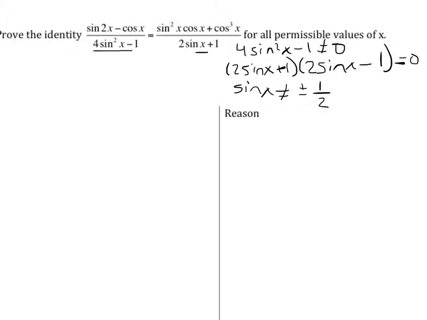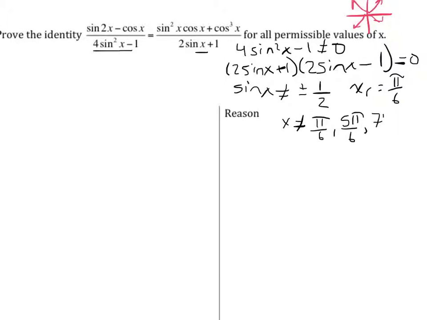Well, the reference angle that gives me this would be pi over 6. If I think of it on the Cartesian plane, I can have an angle here, here, here, and here. So in one rotation, x cannot be equal to pi over 6, 5 pi over 6, 7 pi over 6, and 11 pi over 6.